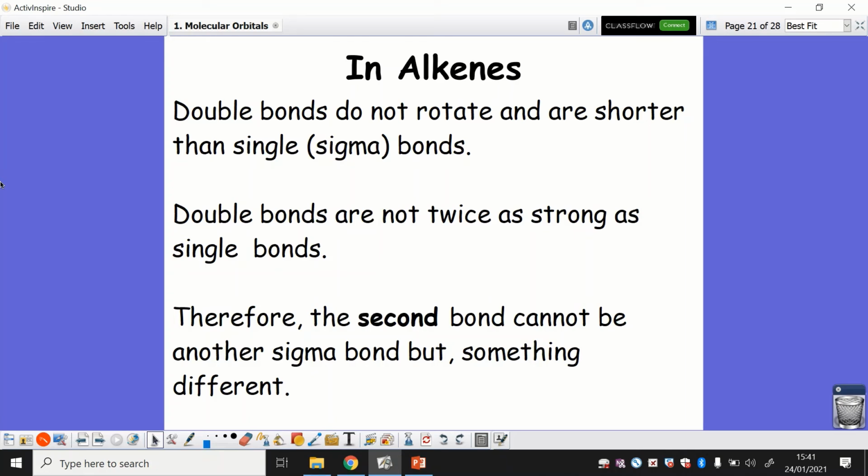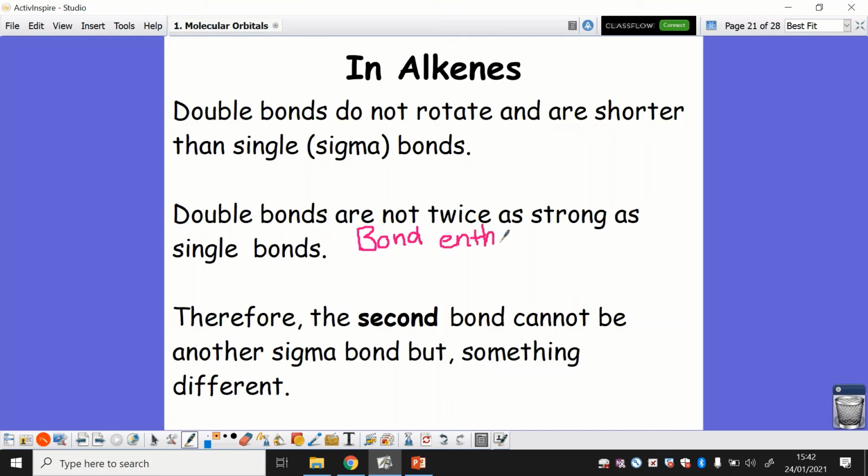So the video on the previous slide was just a little comparison using the molymods of a single bond between 2 carbon atoms and a double bond between 2 carbon atoms, and what differences we actually see. A single bond, or a sigma bond, shows much more rotation, and the double bond, well, we can't rotate that at all, suggesting that there's maybe something a wee bit different happening here. Further evidence to that is if we look at the bond enthalpy values from the data booklet.